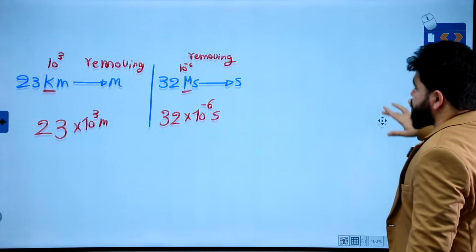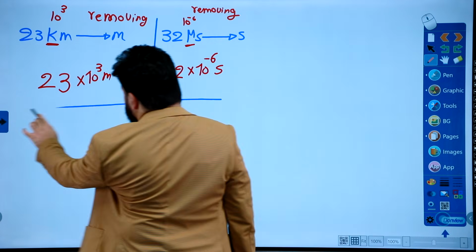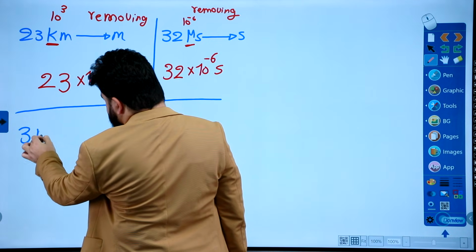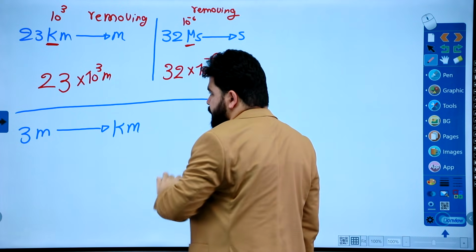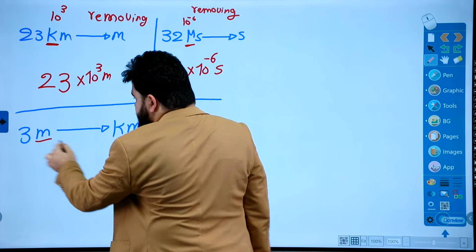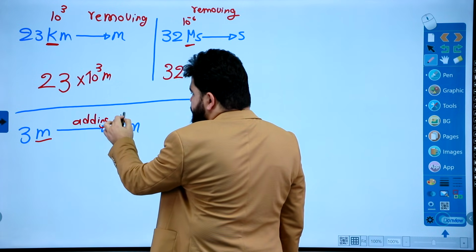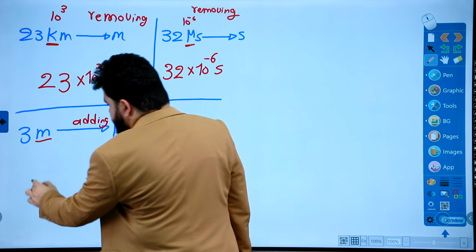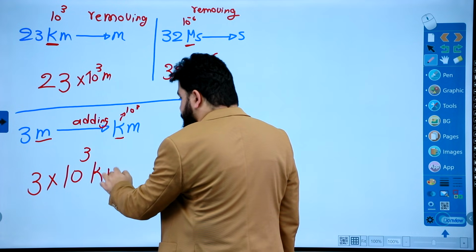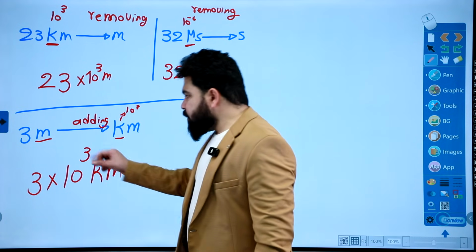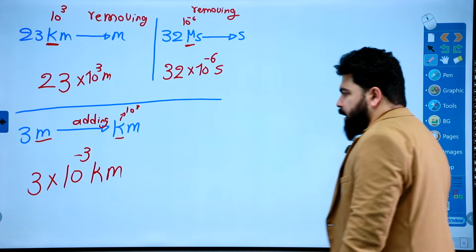What if it's the opposite way? Let's say you have 3 meters. You are changing this to kilometers. This time meter is alone and I'm trying to add kilo. So this is adding. Kilo is 10 to the power of 3. So what are we going to do? We're going to say 3 times 10 to the power of 3 kilometers. But because you are adding, change the sign of the power. So it's going to be 3 times 10 to the power of negative 3 kilometers.